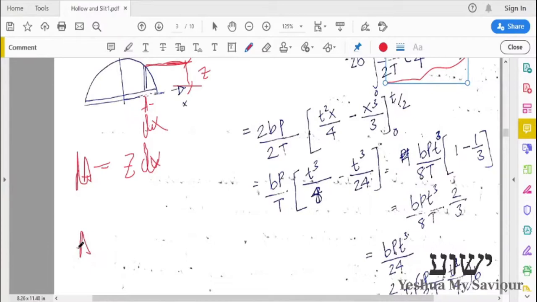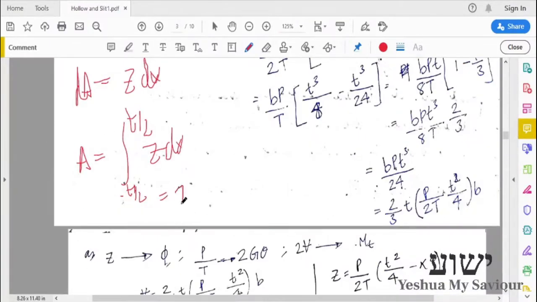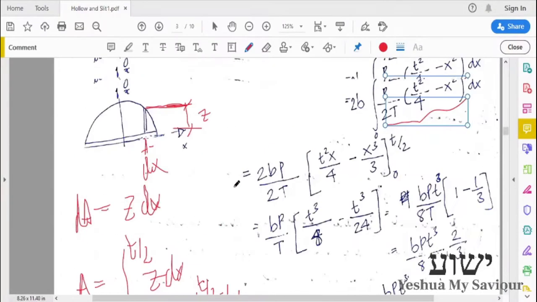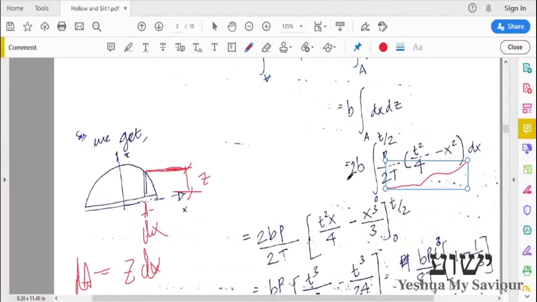The total area under the curve is given by the integral from minus t by 2 to plus t by 2 of z dx. So this is equal to 2 times the integral from 0 to t by 2 of z dx. That's what we have here. So here I'm computing the volume. So this is 2b into z into dx. So this is a very simple integration.